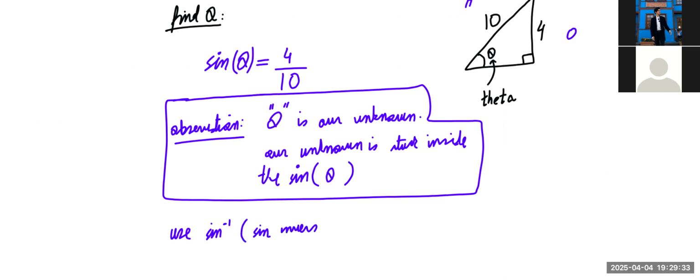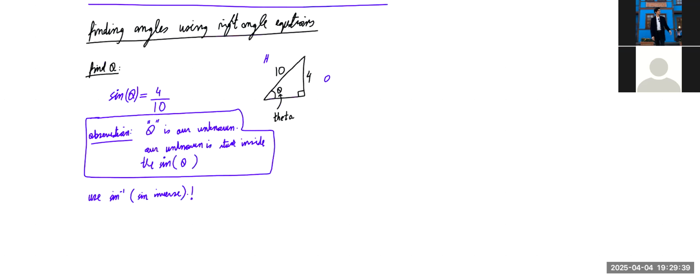Now, why are we using this? It's simple. Let me show you an easier example of why we need to use sine inverse, which is a new thing, by the way. When you have 2x equals 4, to remove this 2 from here, you need to do the opposite of multiplication by 2, which is division by 2. So the thing that cancels out a multiplication by 2 is a division by 2. That's why we did division by 2 on both sides.